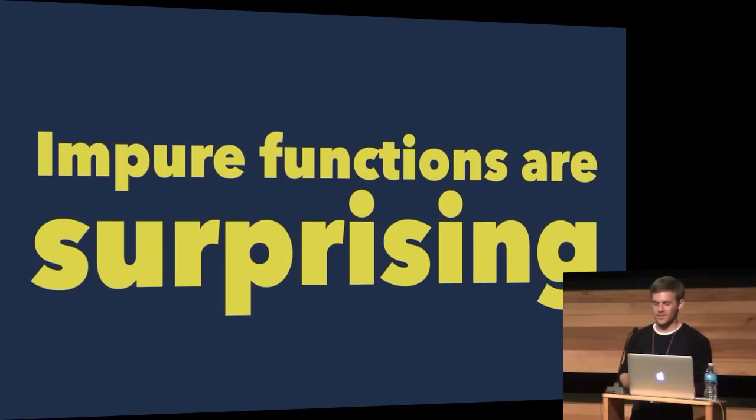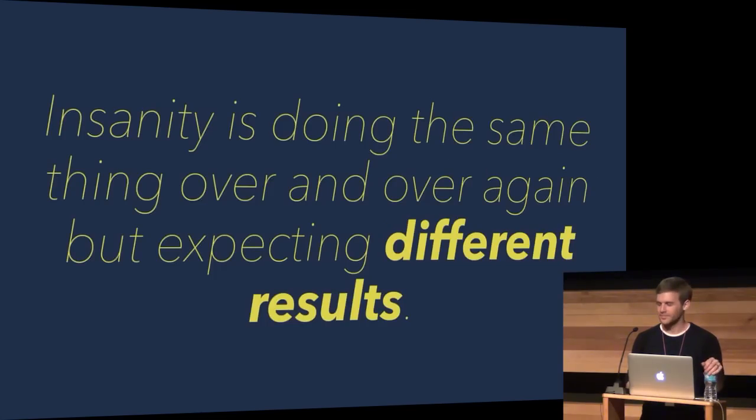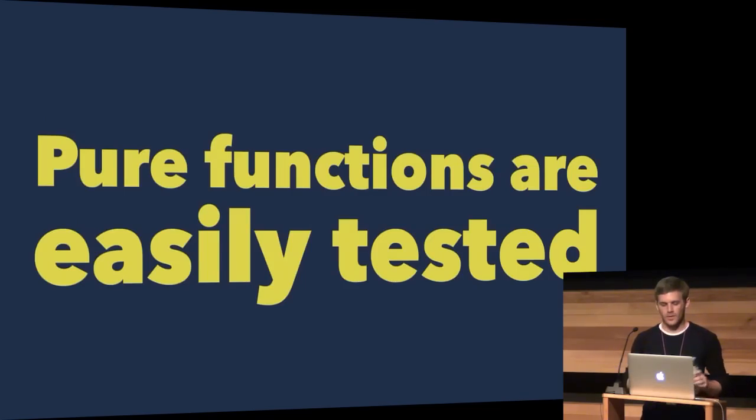Just like state and variables, impure functions are surprising because it becomes extremely difficult to reason about behavior when a function does different things every time it's called. I actually couldn't find an attribution for this quote, but it's very true. And going back to Brian's talk, pure functions are easier to test. Pure algorithms are easy to test because they're transforming input to output. All you need to do is make sure that given a set of inputs, you get the same set of outputs that you expected.